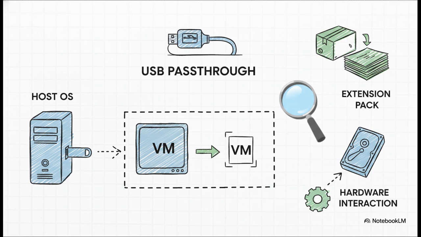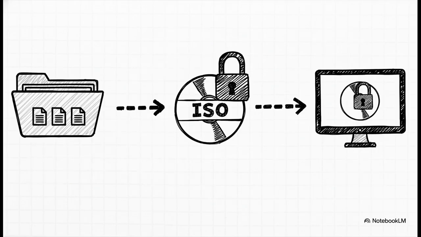You're basically telling your host operating system to unplug the USB drive and hand it over completely to the VM. Now, to do this, you will need the free VirtualBox extension pack, which adds some extra features like this one. It's the perfect solution for really huge files or if you need the VM to interact directly with some hardware. Next up, let's try a virtual bridge.